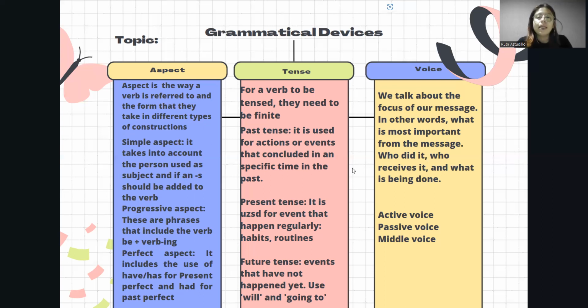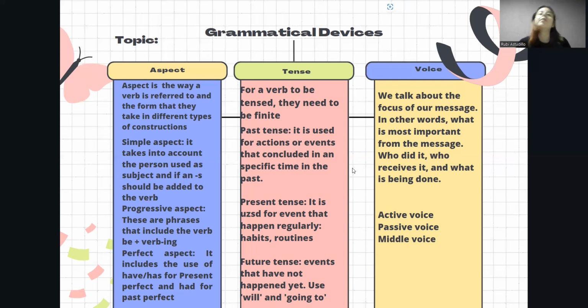Then we have voice. We talk about the focus of our message. In other words, we talk about what is most important for the message. It can be about the person who did it, the person who receives the action, and what has happened, what is being done. So we have three voices, which are active, passive, and middle voice.